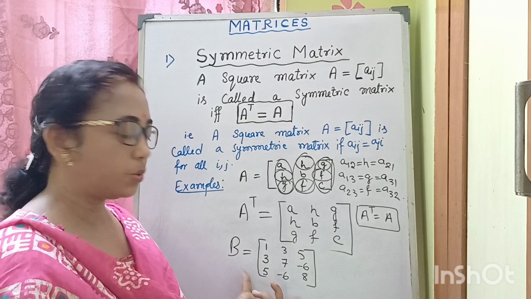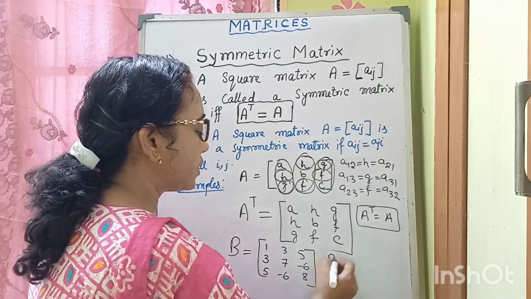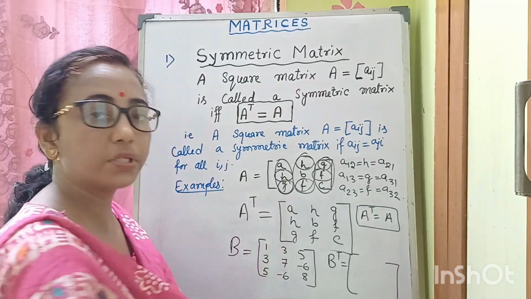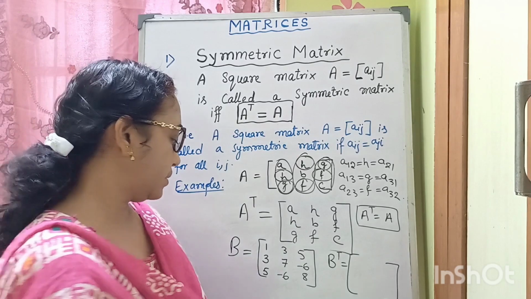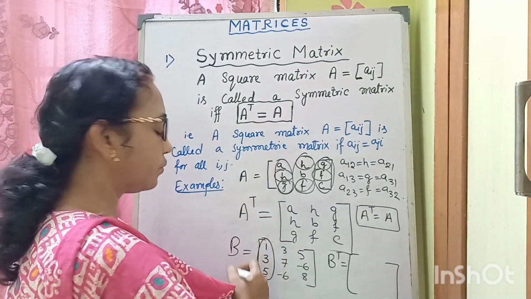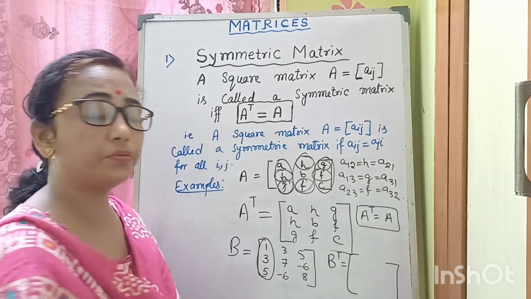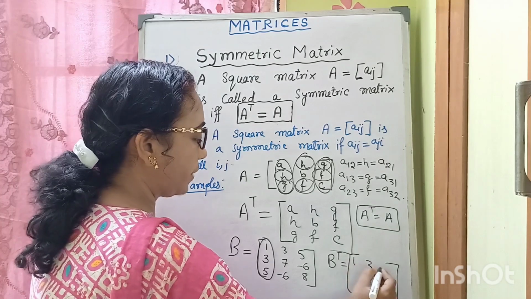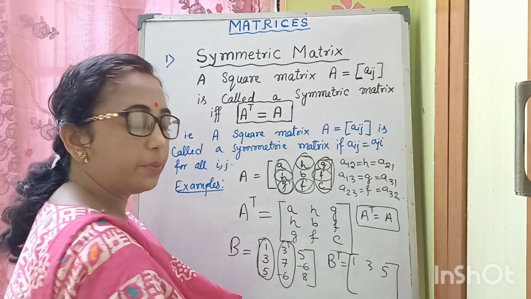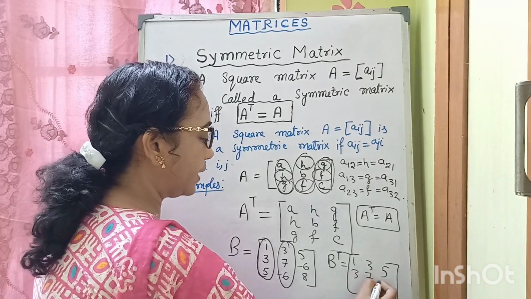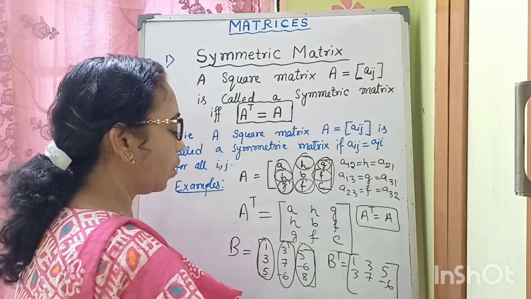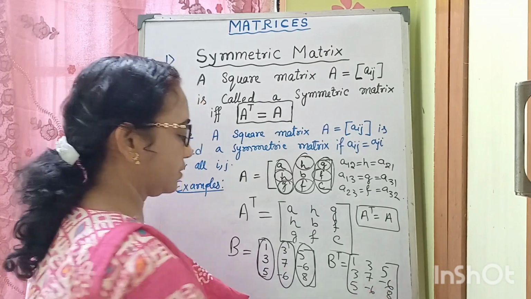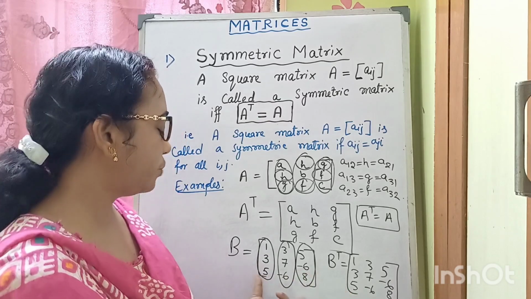Now let us find the transpose of this matrix. So B transpose equals what? What do we do in the transpose of a matrix? We just interchange the rows and columns of matrix B. Here the first row elements are 1, 3, 5. So let us write this first column elements in the first row. So that becomes 1, 3, 5. The second column elements become the second row: 3, 7, minus 6. And the third column becomes the third row: 5, minus 6, 8. Now just compare these two matrices.